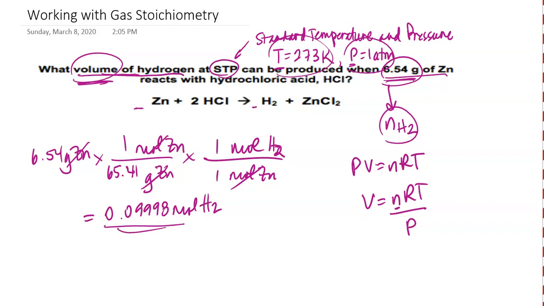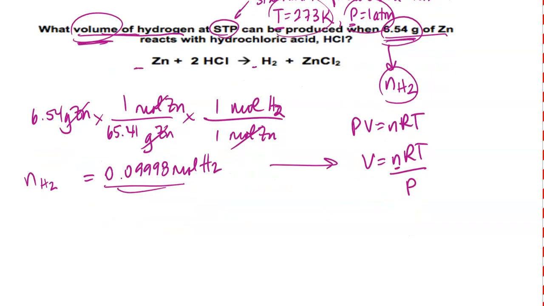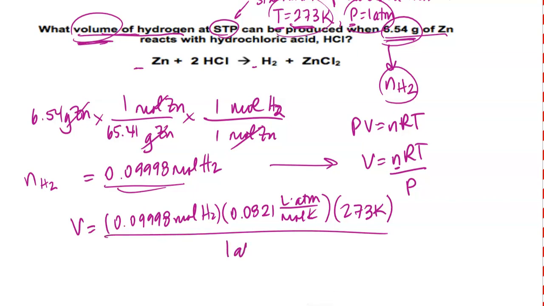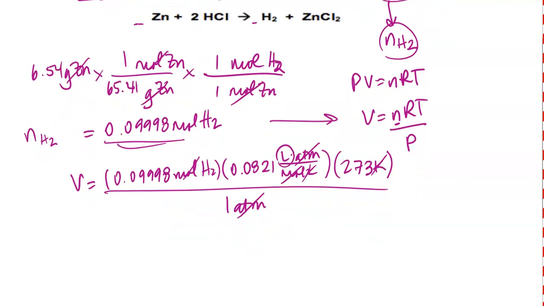Now, I'm not done with the problem because they asked for the volume of the hydrogen gas, and so I'd have to take this number of moles of hydrogen and plug it into the ideal gas law. And so I would carry through the 0.0998 moles of hydrogen. R is the ideal gas constant, 0.0821 liter atmospheres per mole Kelvin. The temperature is, again, standard temperature, so that's 273 Kelvin, and the pressure is 1 atmosphere. So if I look at my units, the moles would cancel, the Kelvin would cancel, the atmospheres would cancel, and I'm left with an answer in liters, as I should.